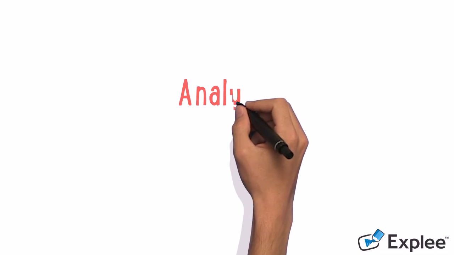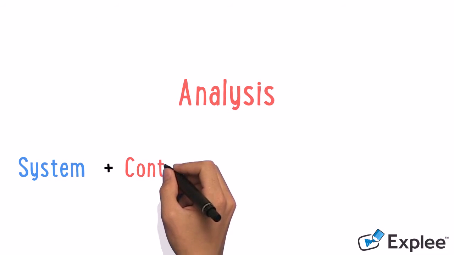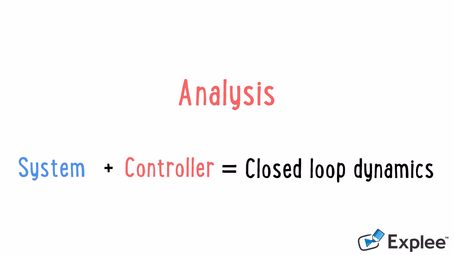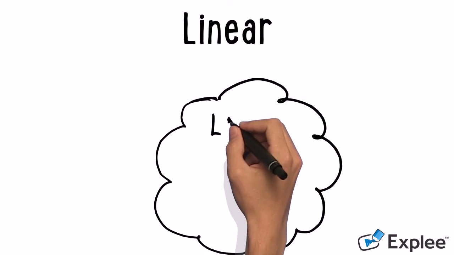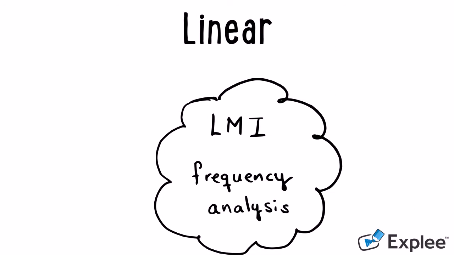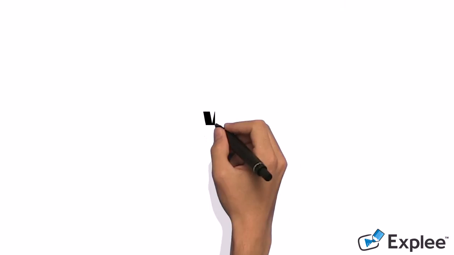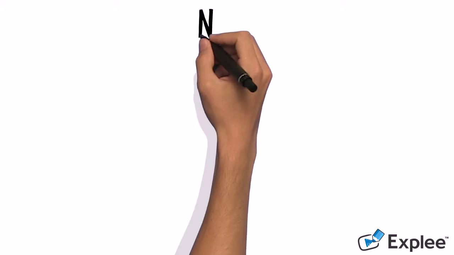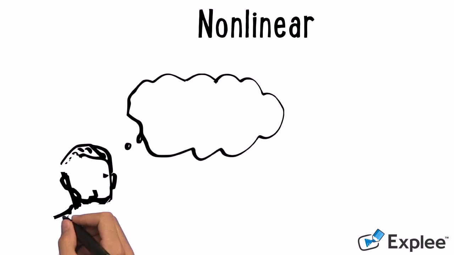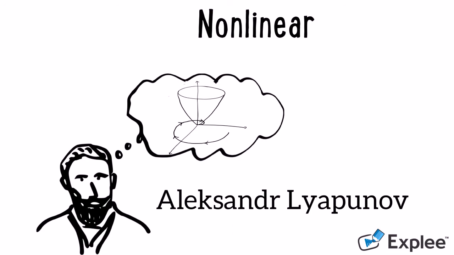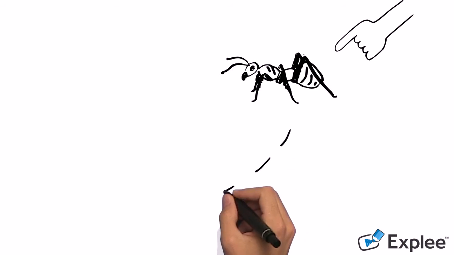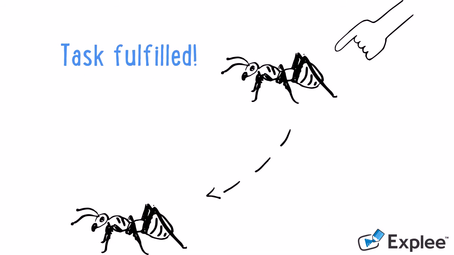The stability analysis is performed on the dynamics that result from including the control law into the system's model, that is, the closed-loop dynamics. If the dynamics are linear, then linear matrix inequalities and/or frequency analysis can be used. If the closed-loop dynamics are nonlinear, then the most accepted criterion is the one established by Alexander Lyapunov, the stability in the sense of Lyapunov. Once the theoretical analysis is complete, the extension to experimental validation closes the cycle.